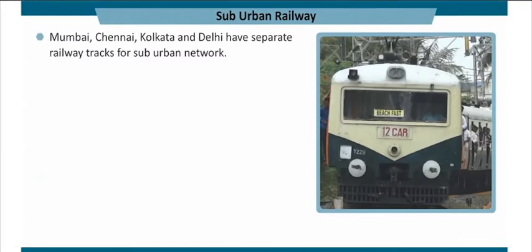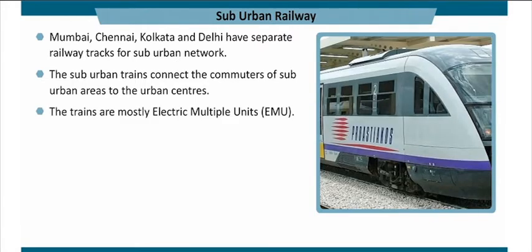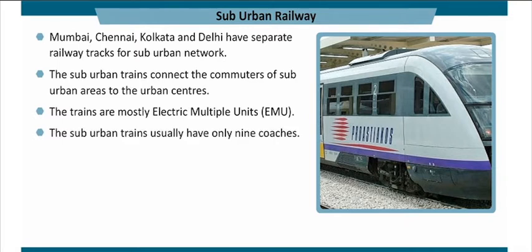Suburban railway. Mumbai, Chennai, Kolkata and Delhi have separate tracks for suburban network. The suburban trains connect the commuters of suburban areas to the urban centers. The trains are mostly electric multiple units (EMU). The suburban trains usually have only 9 coaches. However, to avoid overcrowding, extra coaches are attached during peak hours.